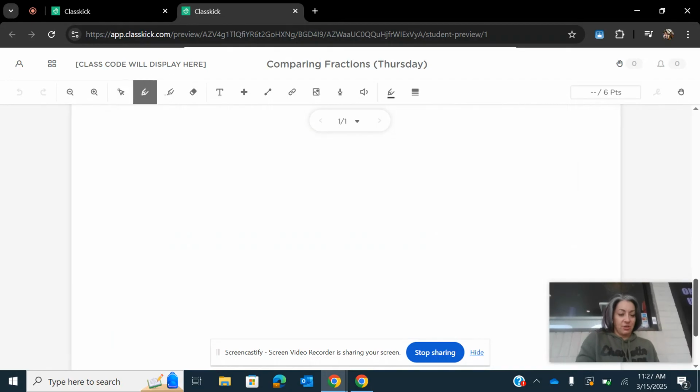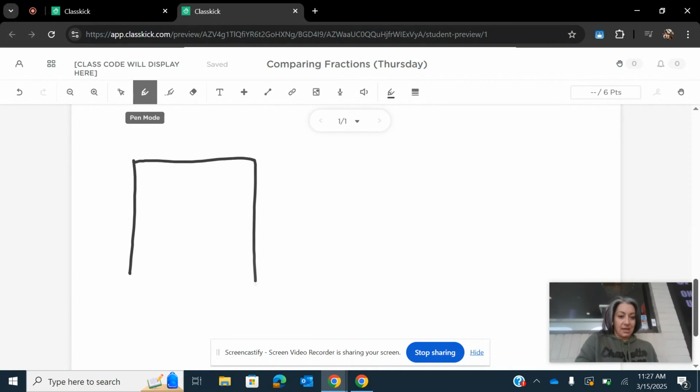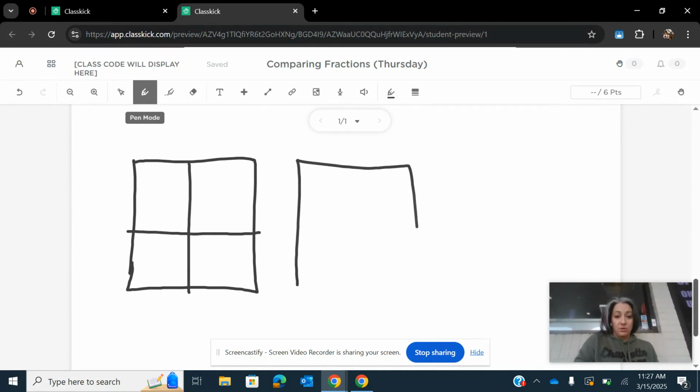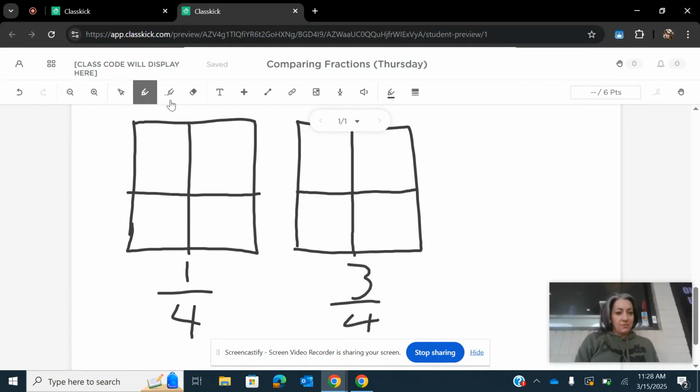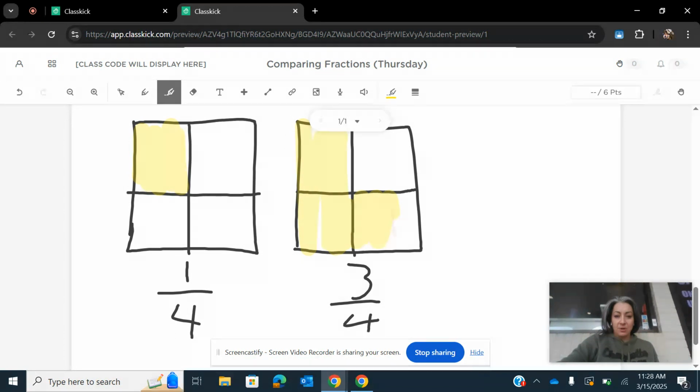So the first thing that you could do, you can draw a picture, okay? And since I know that I'm comparing fourths, I want to break this into fourths. And I can even draw two figures and break both of them into the same amount of pieces. And then I just want to compare both of the fractions to see which one has more covered up. Okay, so for this one, if I'm looking at 1/4, I am going to look at just one of 4 equal pieces. But for this one, I'm looking at 3/4, so it's going to be 1, 2, 3 equal pieces.